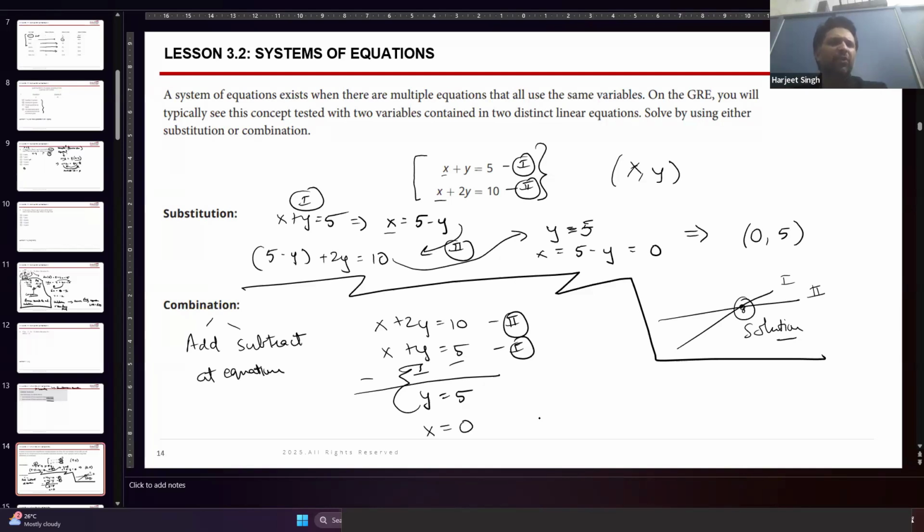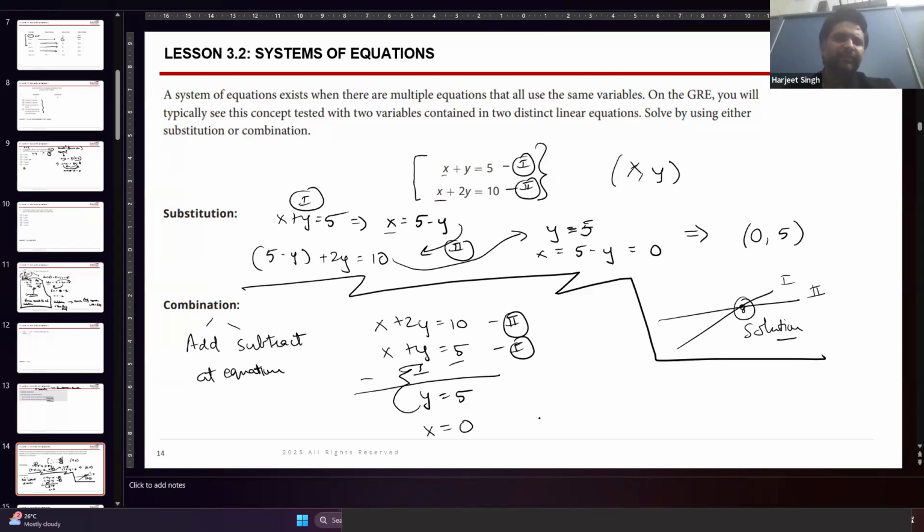Usually combination is what I use. It's fast. As you can see, it's very fast. Instead of substitution, where you need to convert one variable in the form of the other, then substitute back, I think that takes 5-10 seconds more. This is very quick, but for this you need to be fast in terms of understanding how one variable can be eliminated. So here it is easy, both are x, so just subtract the two and you will find the answer.